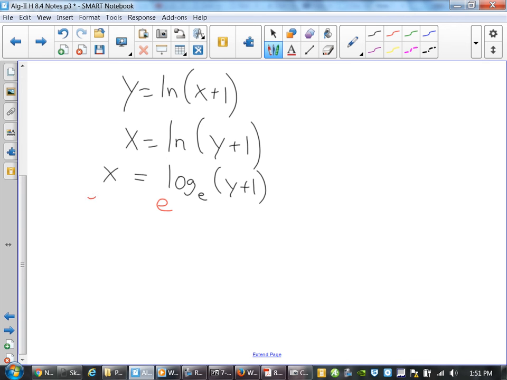Which means this side is e to the x then. See what I'm doing there? I'm creating that logarithm to be an exponent now. So now I have a logarithm with a base e that has a base of e. Sounds a lot weirder than it is. So what happens to the y plus 1? It drops down. So you get e to the x is y plus 1. Therefore, e to the x minus 1 is y.